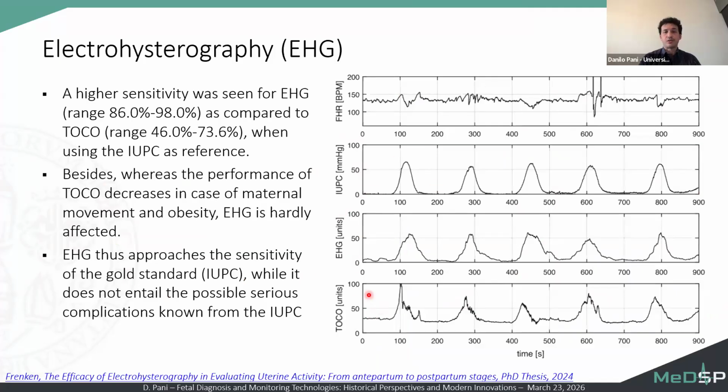In this slide, you can see the fetal heart rate and the intrauterine pressure catheter signal, and what you obtain with the tocodynamometer and with the electrohysterographic signal. So as you can see, there is a quite good accordance between the intrauterine pressure catheter and the electrohysterographic signal, better than the tocodynamometer.